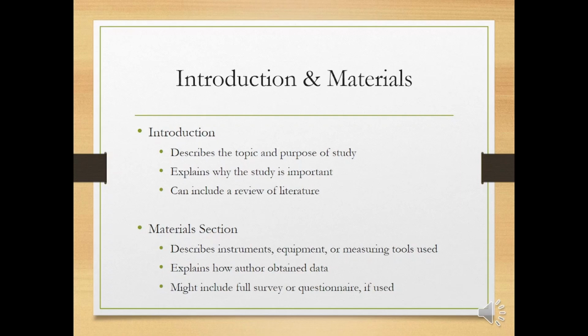Then you have your materials section. This is where you will specify the instruments, equipment, measuring or assessment tools used. You'll explain how the authors are obtaining data, how it's entered, stored, retrieved, and you may include a full survey or questionnaire if that's being used. And this can also be done as a table or a figure for easy identification.